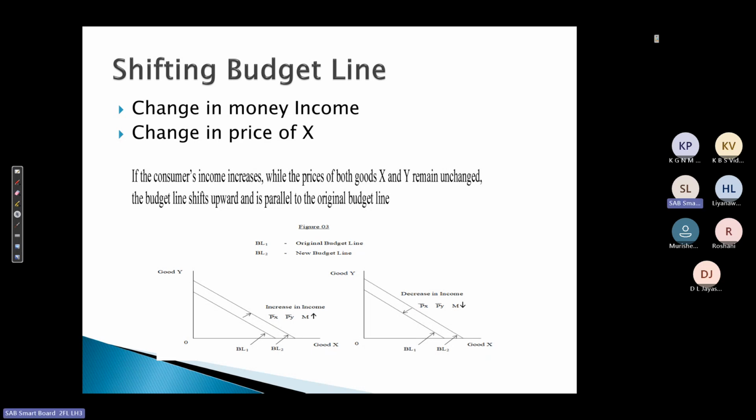And the other factor is a change in price. We draw the budget line at a fixed income and a given level of prices. So if there is a change in the prices, that also changes the budget line, but it does not shift the budget line, it rotates it.